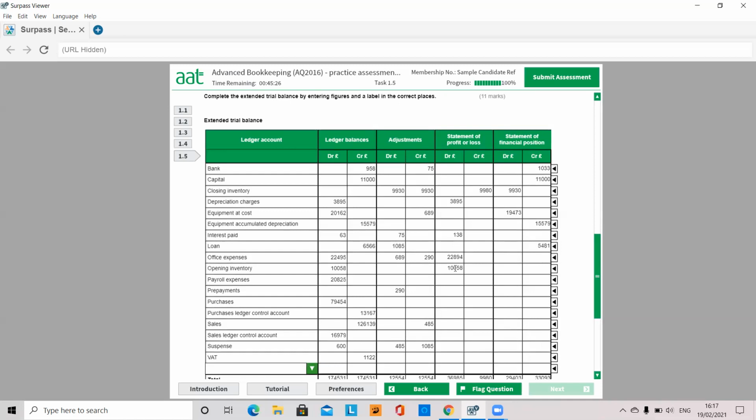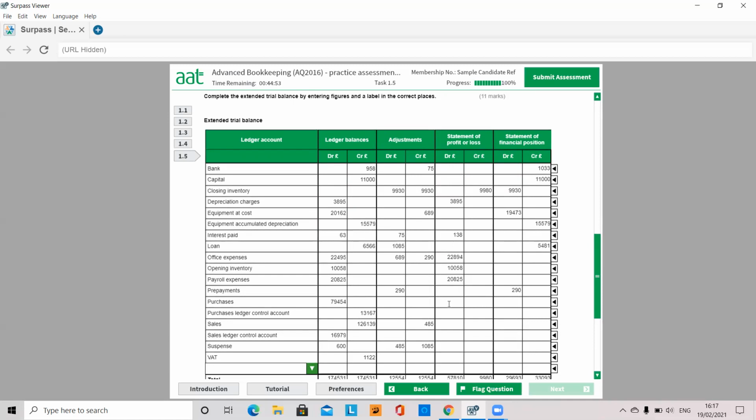Payroll expenses, so you know from your debit expenses, assets and drawings, that this is an expense and there's no adjustments to make, so 20825. Prepayments, where does that go? So prepayment we know is a debit. Yeah, you're right. So prepayment goes as a current asset in your statement of financial position. So 290 is a prepayment.